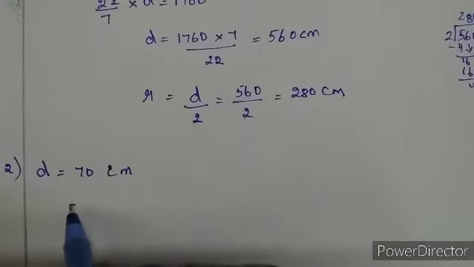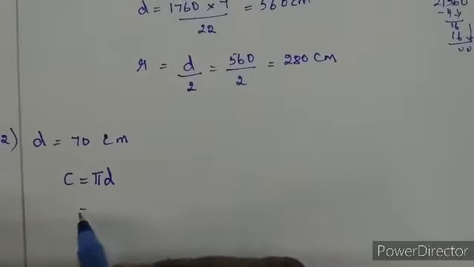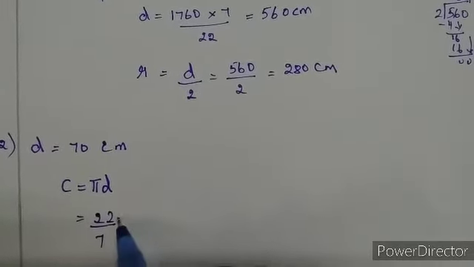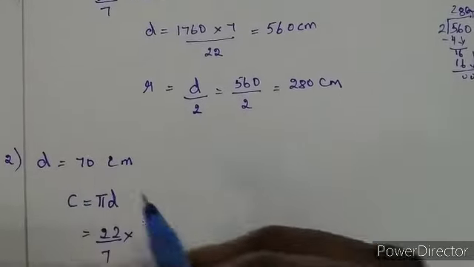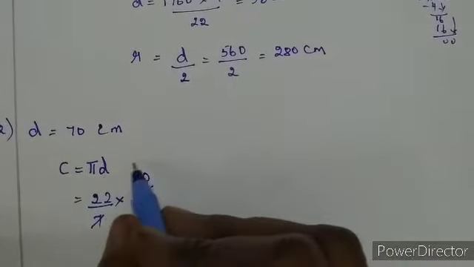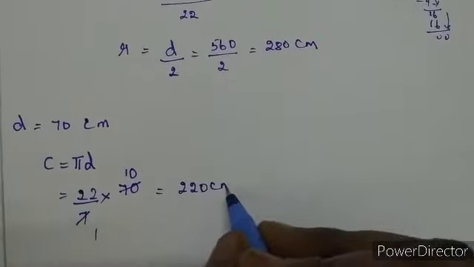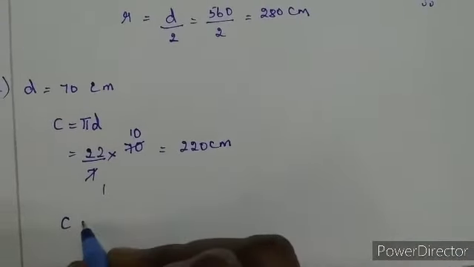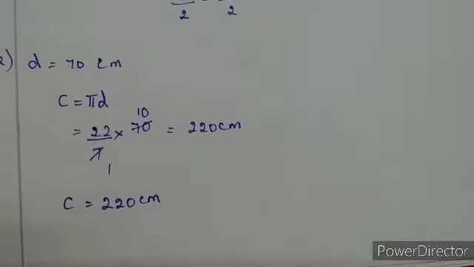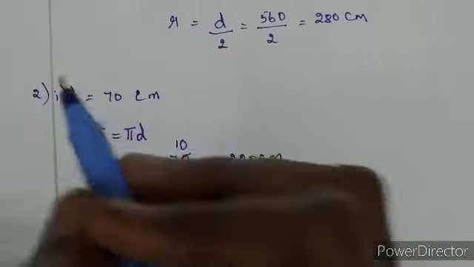Now, you are going to find the circumference, pi d. The pi value is given in the hint in the book as 22 by 7. Substitute the diameter value, that is 70. 7 ones are 7, and 22 into 10 is 220 centimeter. So the circumference of a circle when the diameter is given as 70 centimeter is 220 centimeter. This is the first subdivision.